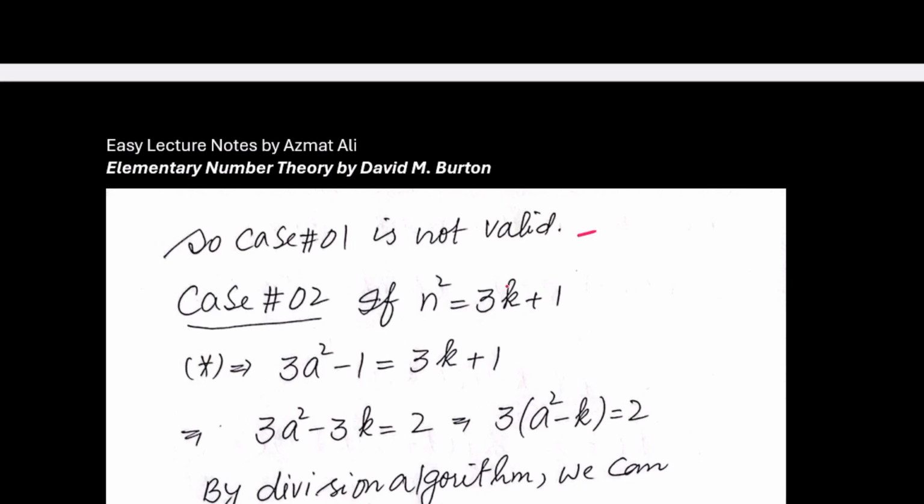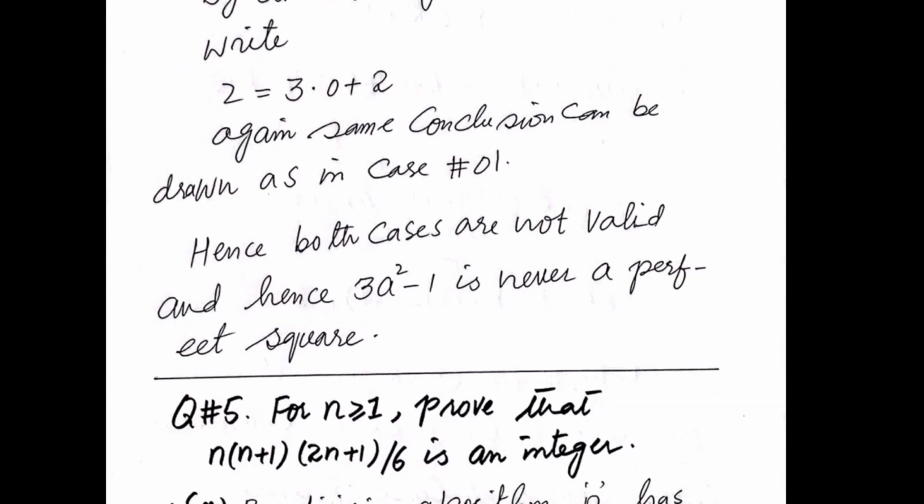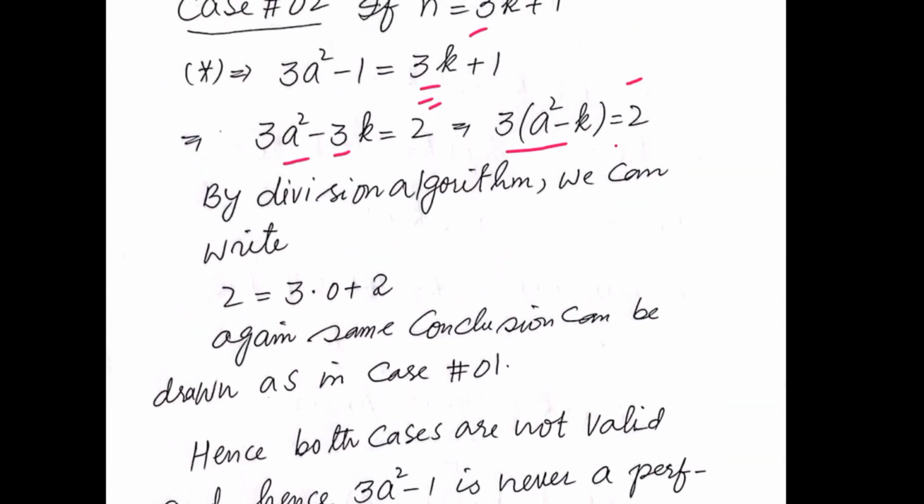If n^2 is equal to 3k plus 1, this implies 3a^2 minus 1 is equal to 3k plus 1. By subtracting 3k on both sides, 3a^2 minus 3k is equal to 2. By taking 3 common, we have 3 into a^2 minus k is equal to 2. By Division algorithm, the number 2 can be written as 3 into 0 plus 2. So again, same conclusion can be drawn as in case number 1, because here again a^2 minus k is equal to 0 by comparing these two equations.